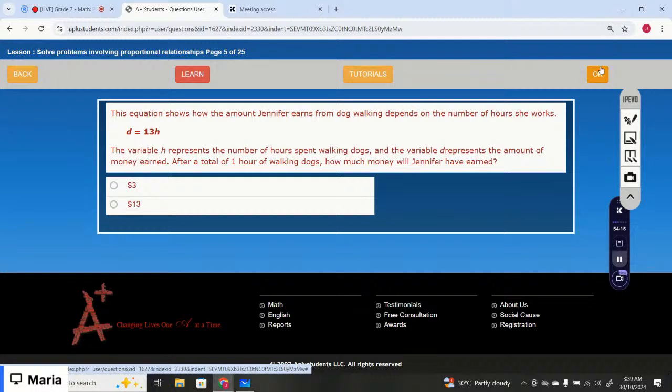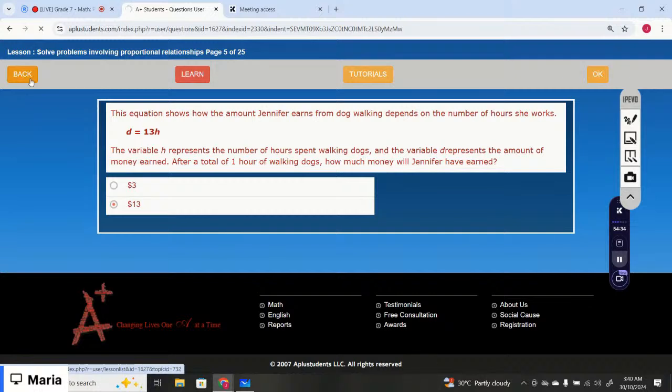The correct option is 13 times 1 is 13. The equation is d equals 13h. You are given h equals 1. So 13 times 1 is 13. That is $13. Okay, you can complete the lesson by yourself later today.